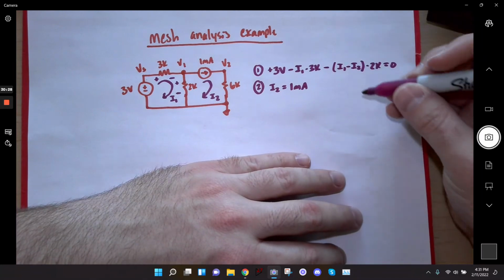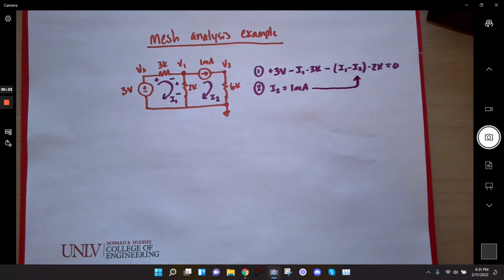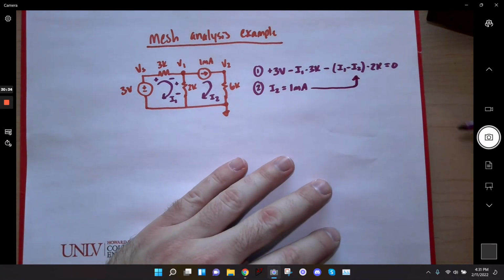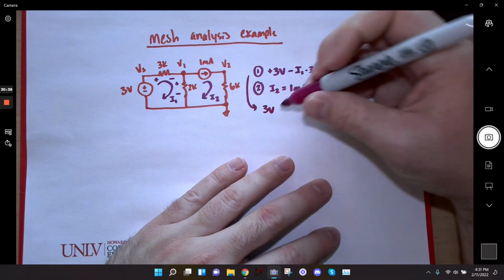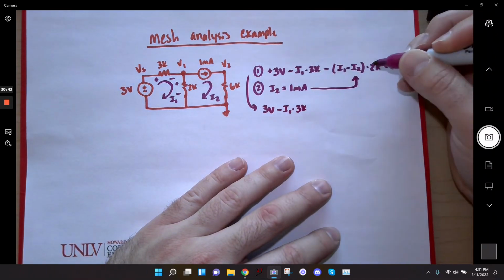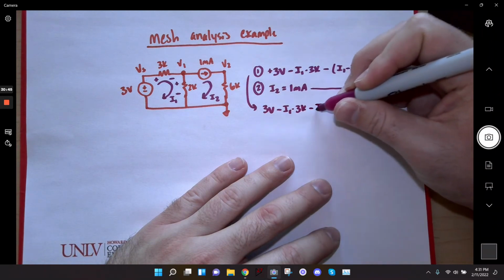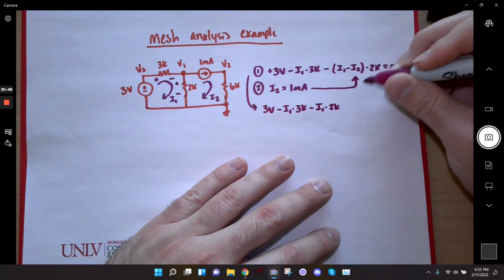So now what can I do? I can literally just plug this in for I2, and I can solve this equation for I1, and then I have both my currents. So I would drop this down, and I would say 3 volts minus I1 times 3K, and then I have a minus I1 times 2K, and then I have a plus because I have a minus minus, so plus I2 times 2K.